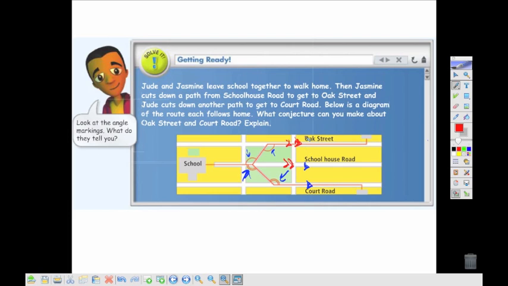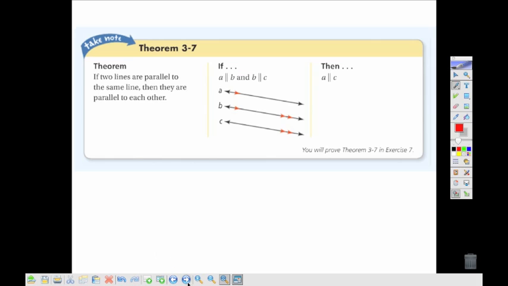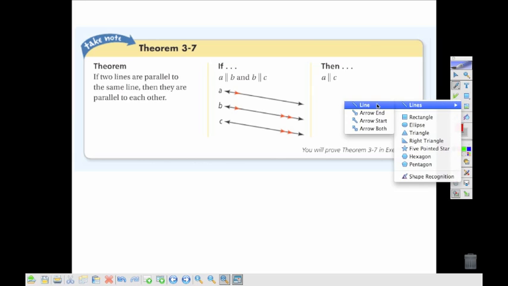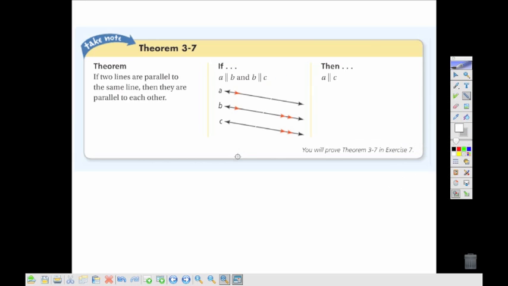So what we should notice is, if Oak Street is parallel to Schoolhouse Road and Schoolhouse Road is parallel to Court Street Road, then all three of these should be parallel to each other. And that's our first theorem. It's just if two lines are parallel to each other, then they should also be parallel to the third. We can prove this by using a transversal and just noting the relationship.